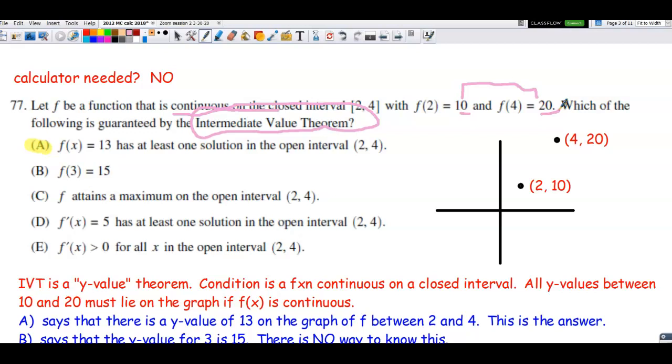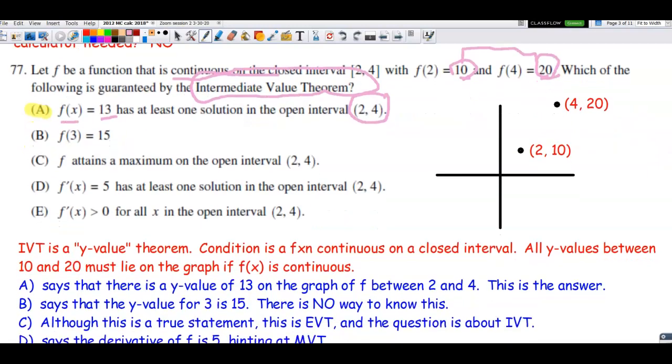And you can look at your reference packet to go back and study your theorems, make sure you know the conditions and the promises. So this says f of x has a y value of 13 at least once between 2 and 4. Well, 13 is between 10 and 20. You can read the rest of them, but sometimes if you know it's the answer and it's true, there's really no reason to move on, and you might misread another distractor and end up choosing that instead of the correct answer.